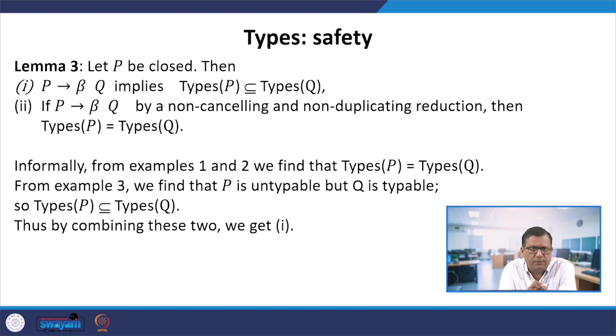The empty set is a subset of any set, so the subset condition is also true. Combining, we get that types of P in general will be a subset of or equal to types of Q. And when we have some constraints on this reduction, namely non-cancelling and non-duplicating reduction, then these types will be the same.